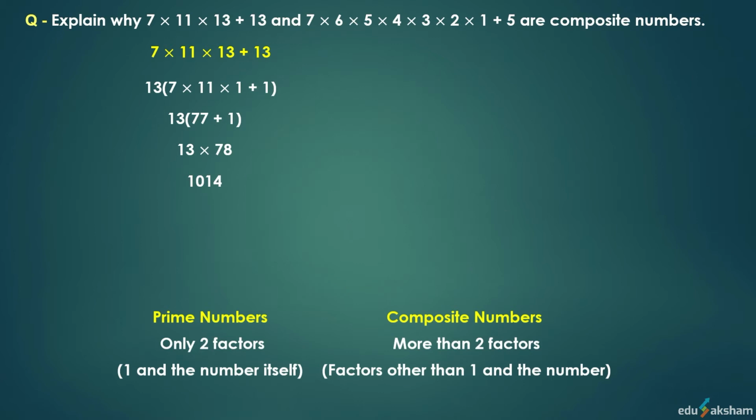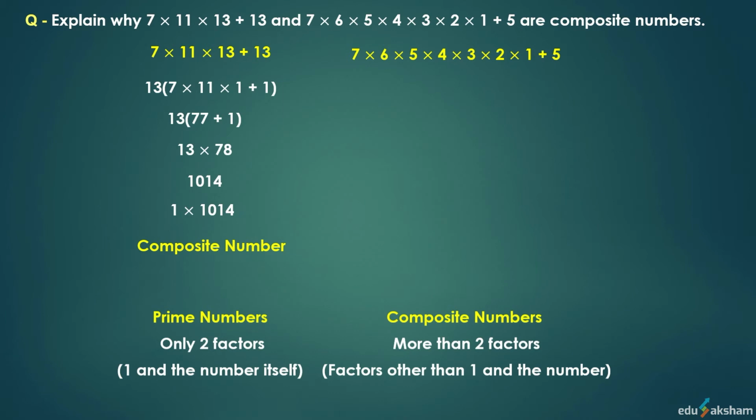We know that 1014 can be represented as 1 × 1014. From this, we can say that this number 1014 does not only contain the factors 1 and the number itself, but also the factors 13 and 78, which means this number is a composite number. We move on to the next number.